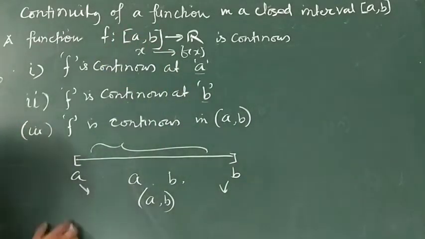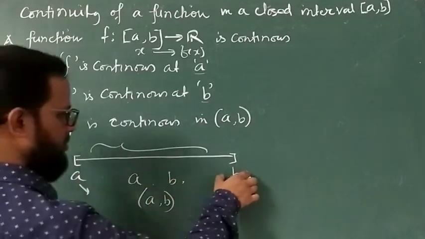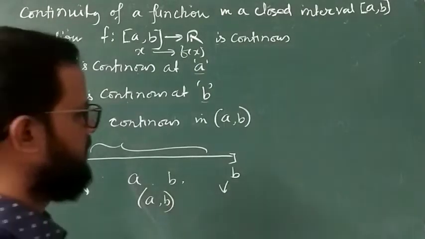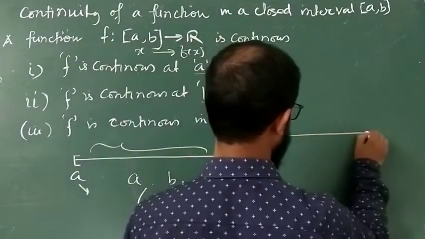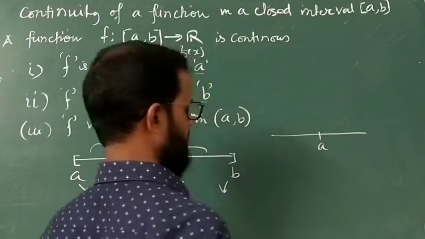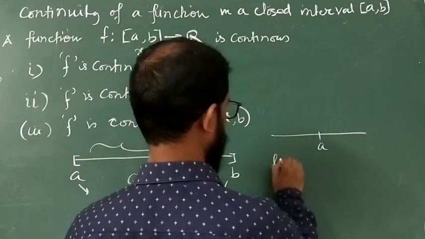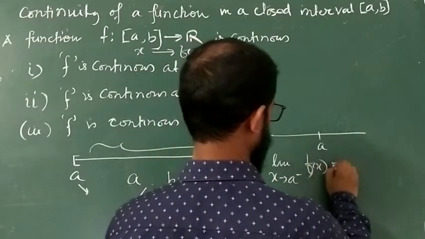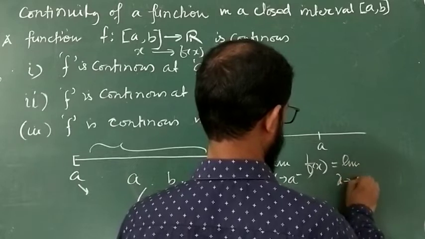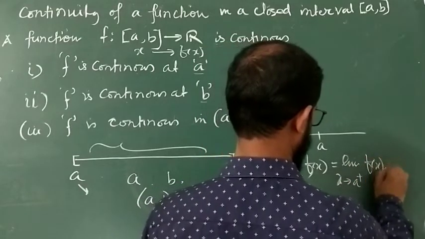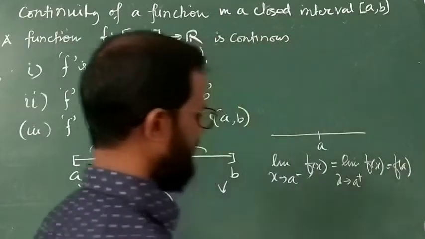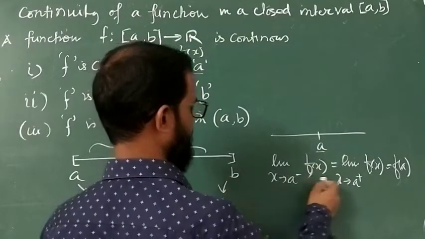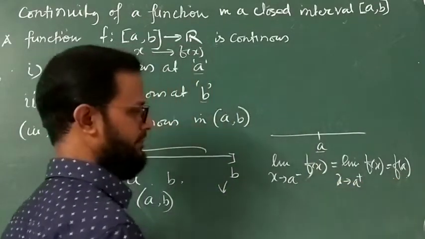Now the interesting part is when it is continuous at A and when it is continuous at B. You already know that a function is continuous at a particular point. Suppose a is a point in the domain of the function. It is continuous at a means the left hand limit is equal to the right hand limit is equal to the functional value. This is the definition.